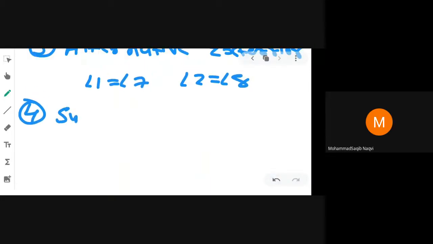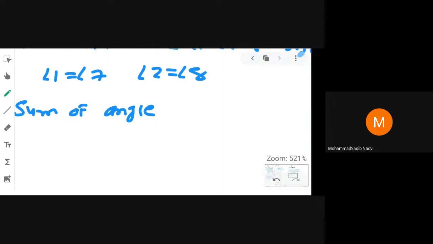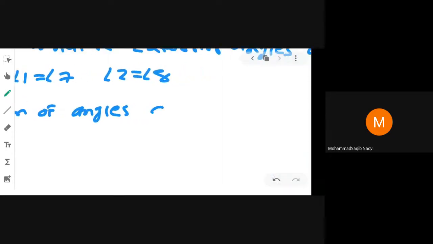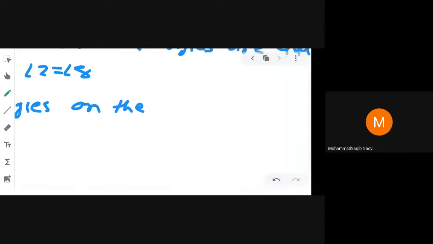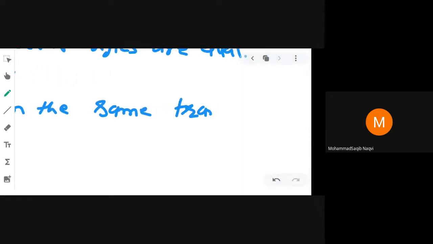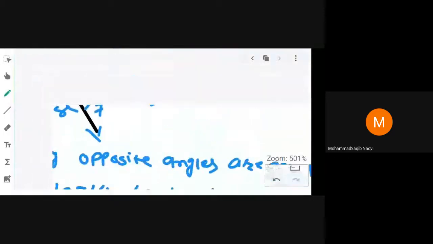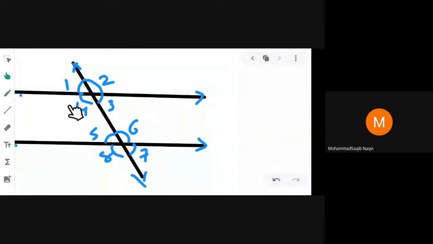The sum of angles on the same transversal. Sum of angles on the same transversal. Same transversal means on one side. You can see angle 4 and 5. What is the sum of these two angles? It is always 180 degrees.